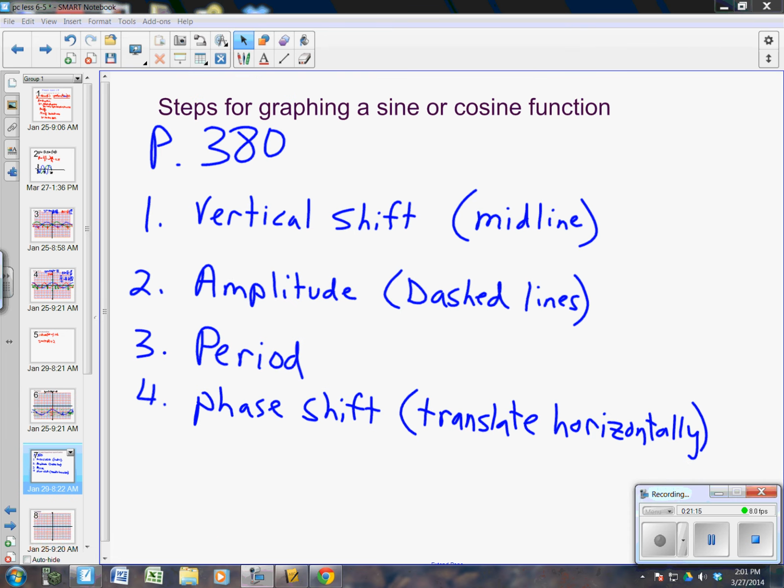Okay, so on page 380, it gives you 4 steps that we're going to use to make this graph. You can look on page 380 and get it out of your book. Basically, we're going to find the midline. We're going to find the amplitude and put some dashed lines. We're going to find the period. We're going to graph it, and then we're going to do the shift at last.